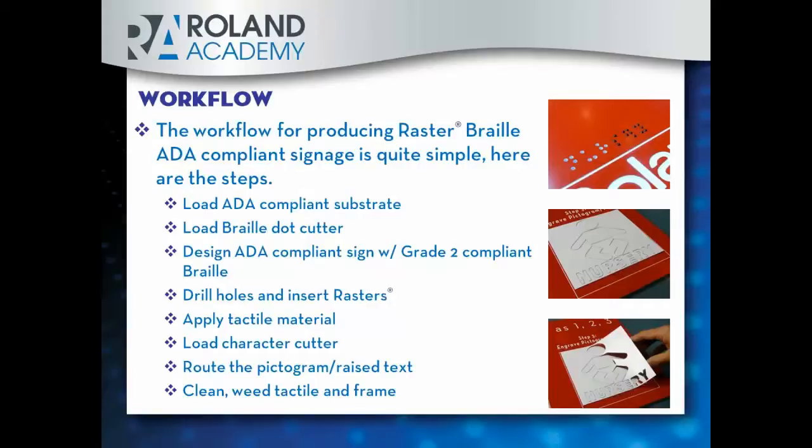Okay. Then the next step is you apply your tactile material. The tactile material is 1/32 of an inch thick, has a 3M permanent adhesive on it. So you cut off a square that's going to take up the area of your pictogram and your raised text. Place it there, change the cutter, and then you're going to route out the pictogram or raised text, clean it, weed it, and frame it, and you're done.